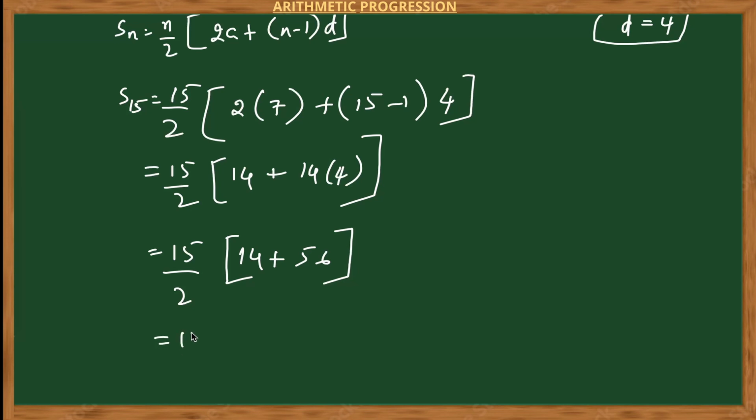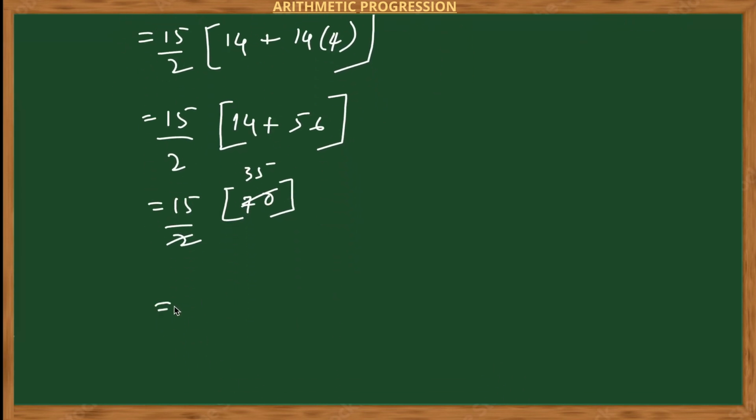15 divided by 2, adding this, 70. Okay, 35 multiplying 15 into 35, that is 525. The sum of the first 15 terms is 525, this is the answer.